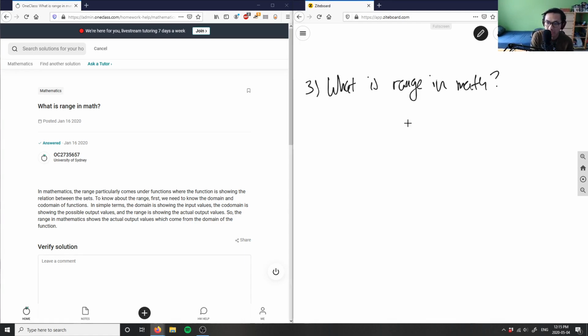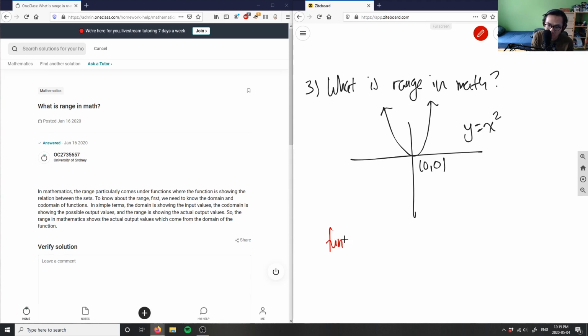So let me just draw a function for you. I'm going to assume this is y equals x squared, and it's not perfectly at 0, 0, but it's okay. I'm going to assume that the vertex here is 0, 0. So what is range in math? When we're talking about range in math, we're talking basically about the output values, right? So we're talking about where does my function exist in terms of the y value.